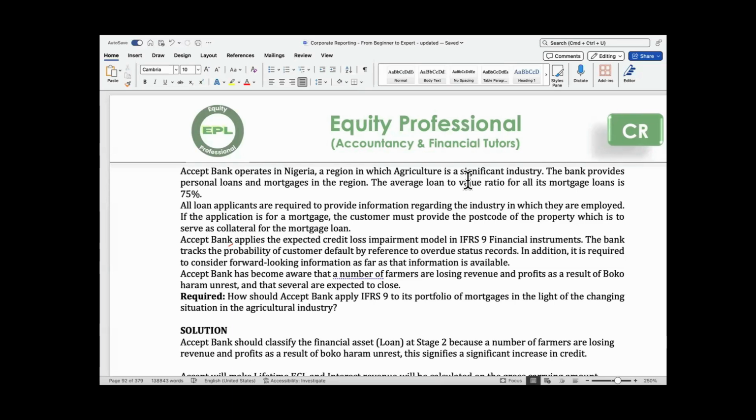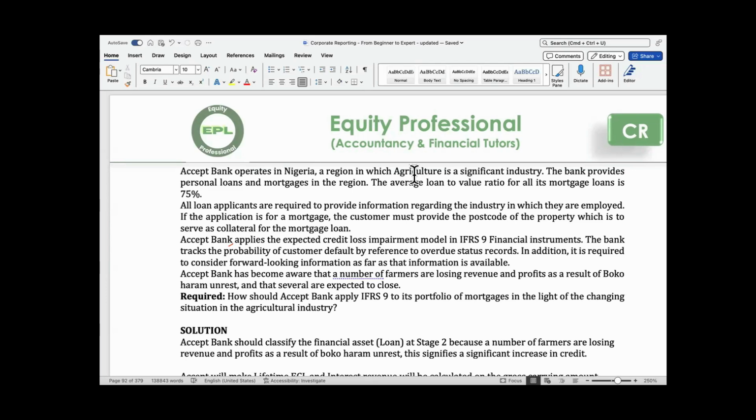Who knows what average loan to value ratio means? Anybody? Okay. That means nobody works in the bank here, or nobody works in that department.